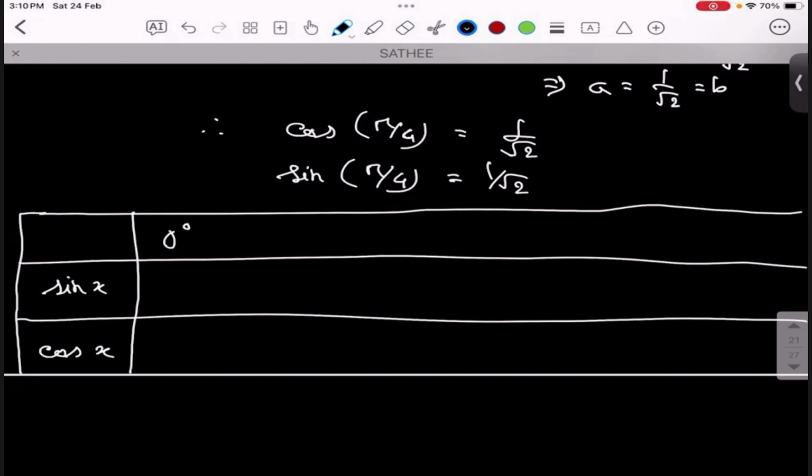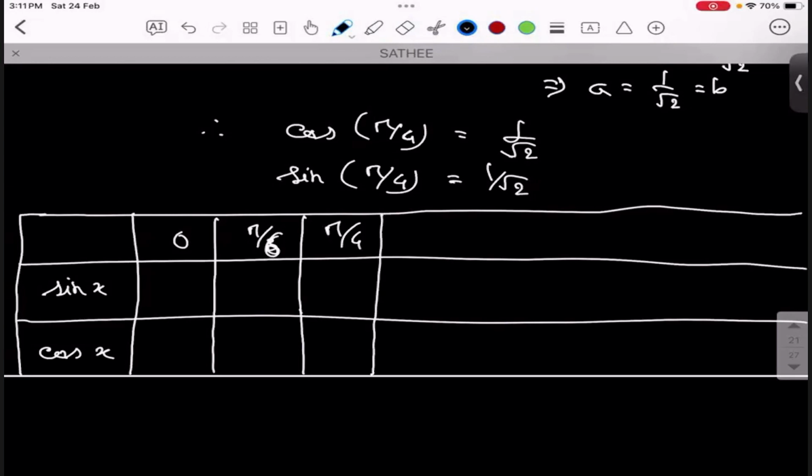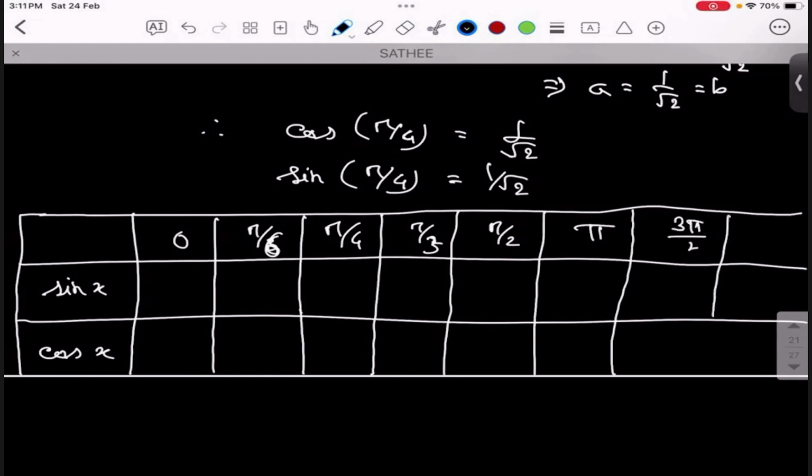Now I am writing in terms of not degrees, it should be radians. It must be radians. 0, pi by 6, pi by 4, pi by 3, pi by 2, pi, 3 pi by 2, and 2 pi.